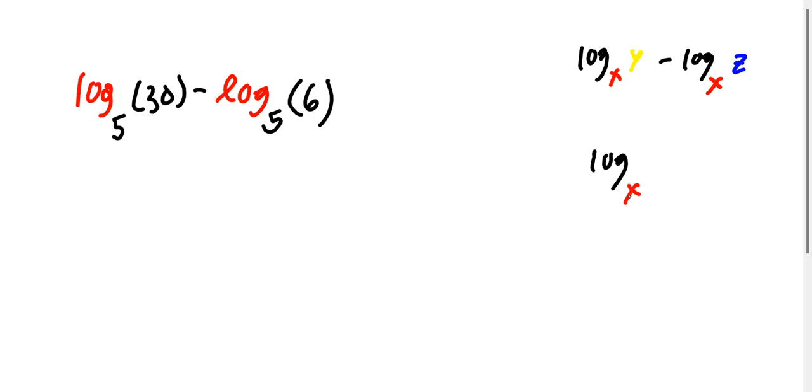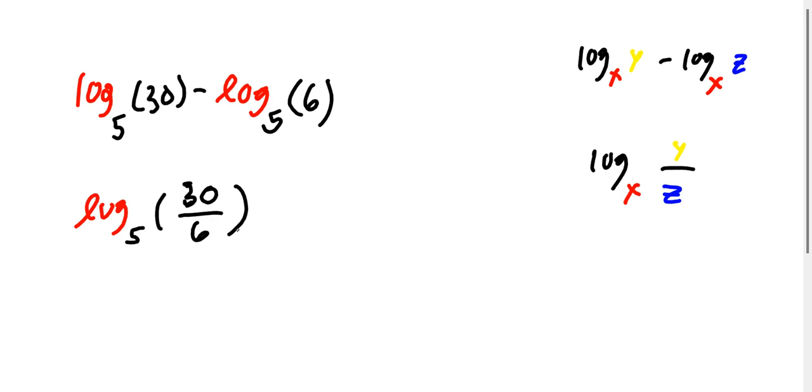That means that the bases are the same. All we got to do is divide. But in this case, we're going to divide in the other order. So it's going to be y divided by z, so log of y over z. So in this case, we do have the same bases, so we can say that log base 5 of 30 over 6 is equal to that expression right there.